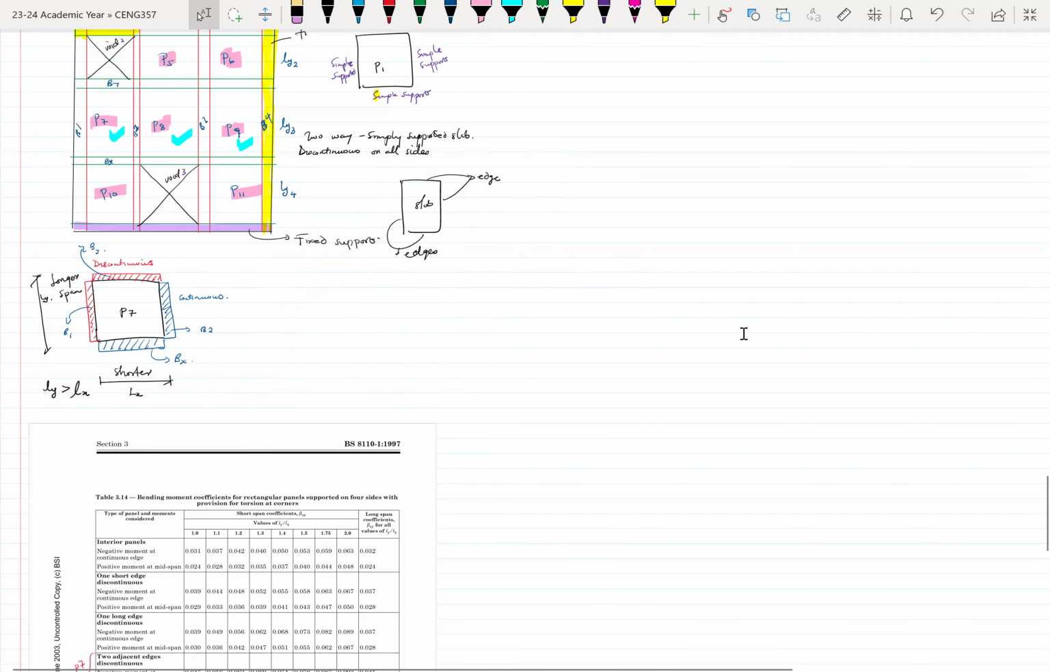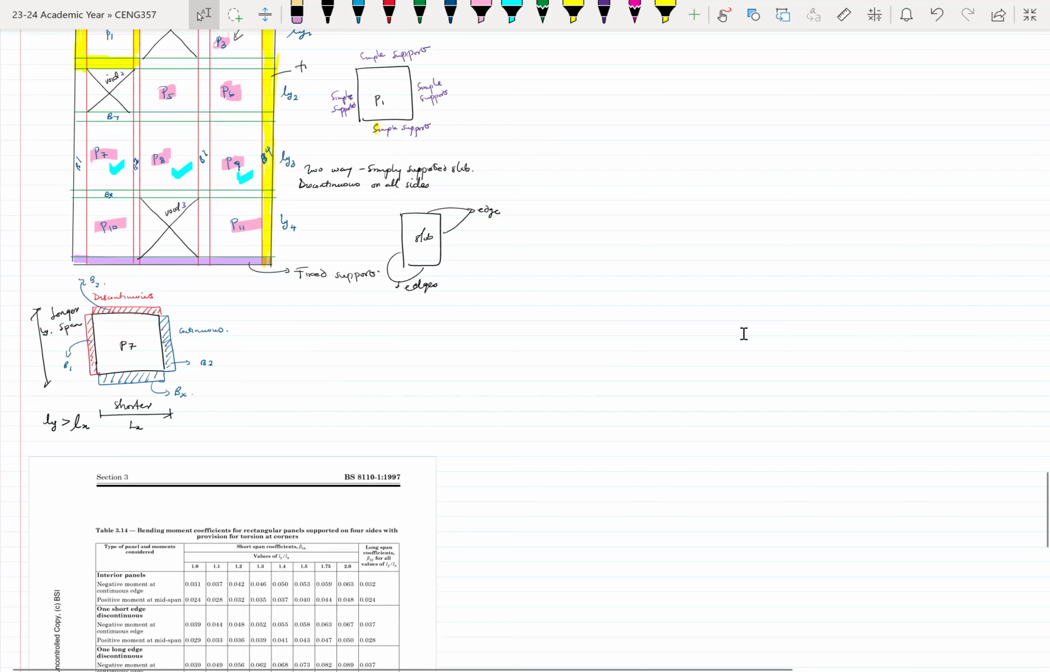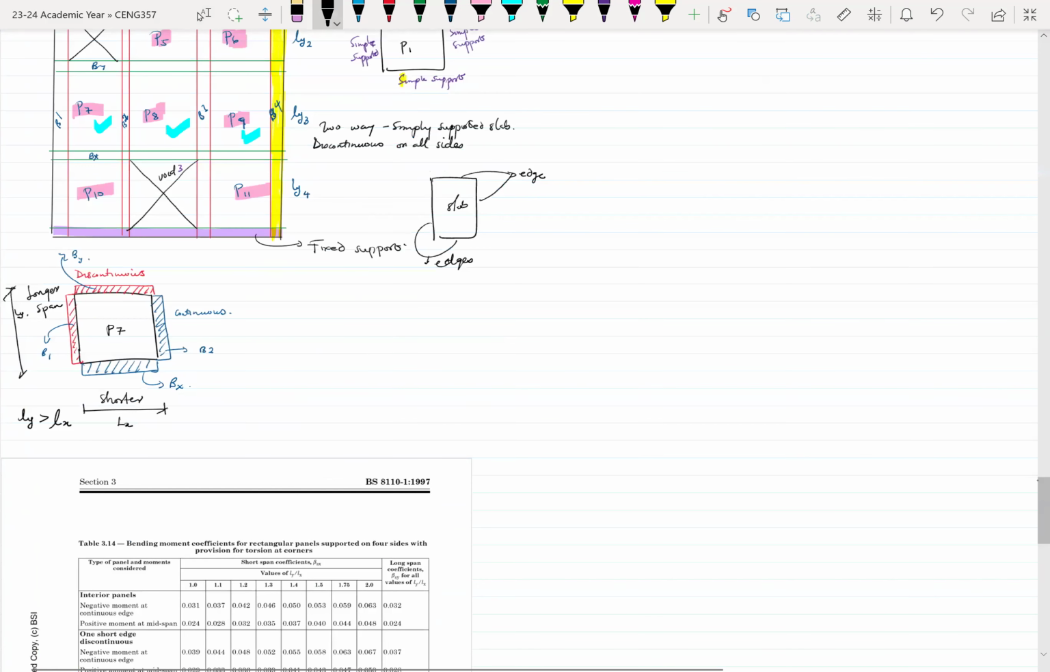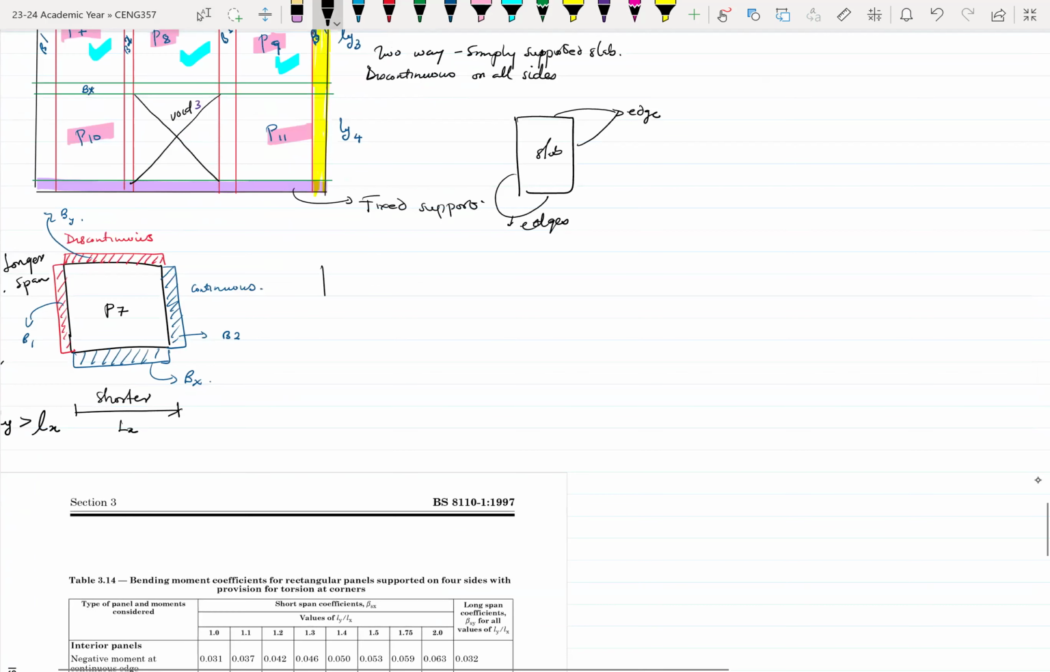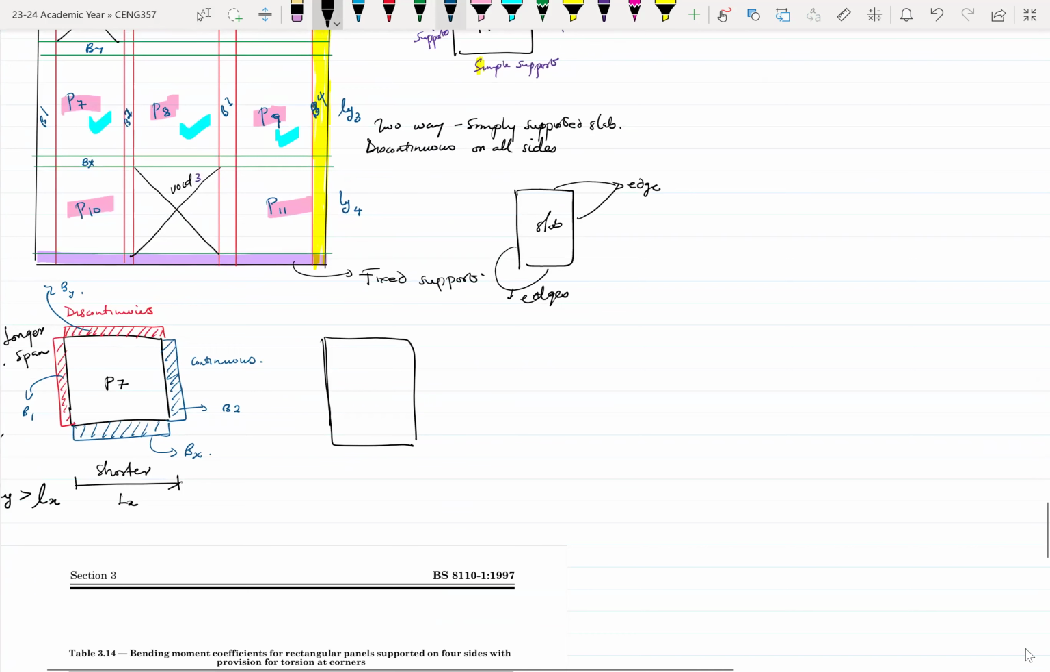So now let's look at panel 8. With panel 8, just like how we had panel 7, these sides are all continuous. This is also continuous. Here is also continuous. But then this space here is discontinuous. Here our red means discontinuous, and our blue means continuous.